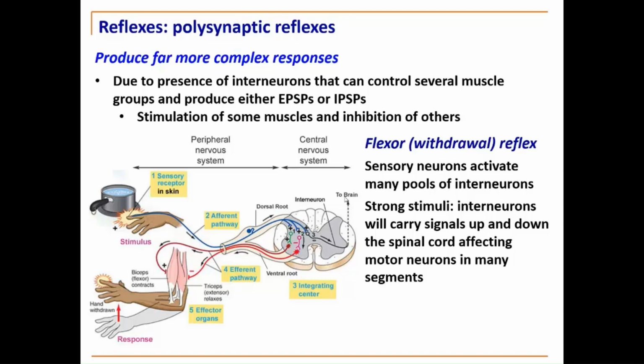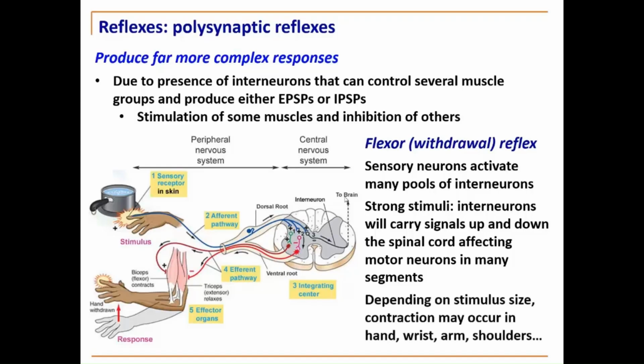Like I said, the sensory neurons are activating many pools of interneurons. With a strong stimulus, interneurons will carry these signals up and down the spinal cord, affecting motor neurons in many segments. Depending on the stimulus size, contraction may occur in the hand, wrist, arms, shoulders, legs, whatever it might be.